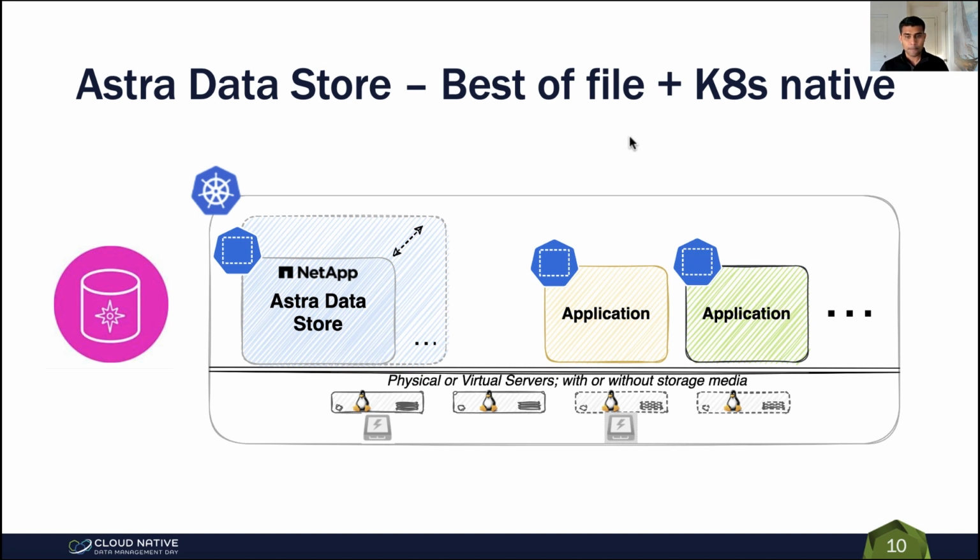You can run this on a physical server with a bare metal deployment of your Kubernetes cluster, or you can run it on a virtual server with a VM-based deployment, right? So bottom line is you can run Astra Data Store as you run your applications. It provides you the flexibility to run wherever, whenever you need it, right? Now, not just that, while it's running as a Kubernetes application, it can also continue to serve your existing VM workloads, right? So to summarize, what this actually means is you're getting the best of file and being Kubernetes native, with a variety of deployment options and flexibility.